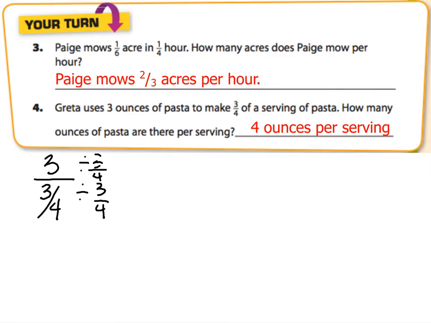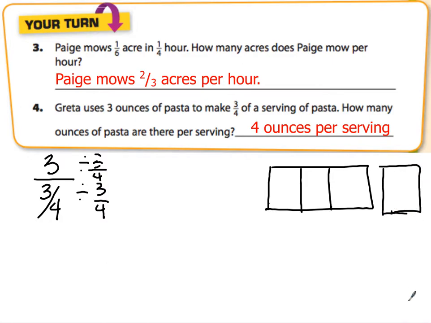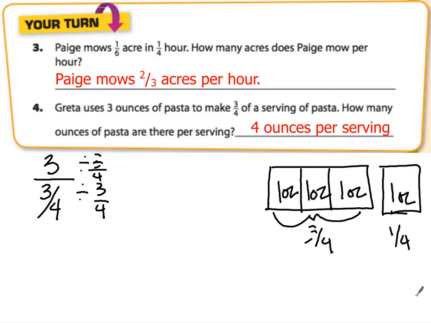Well, 3 ounces, if you draw yourself a picture and think logically, here's 3/4 of a serving. You need 1 more quarter to make a full serving. Here's 1 ounce. Here's 2 ounces. Here's 3 ounces. And this is 3/4 of a serving. And here's your other 1/4. Wouldn't this be 4 ounces? This is how I thought of it. I just kind of thought logically about it, which you can also do.